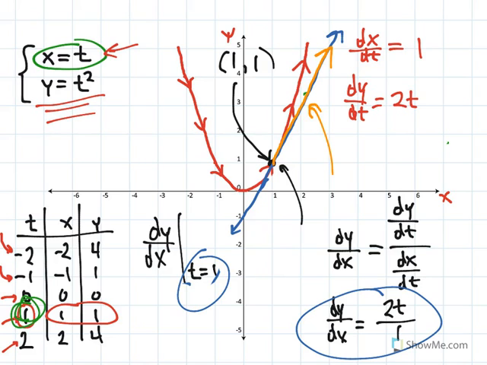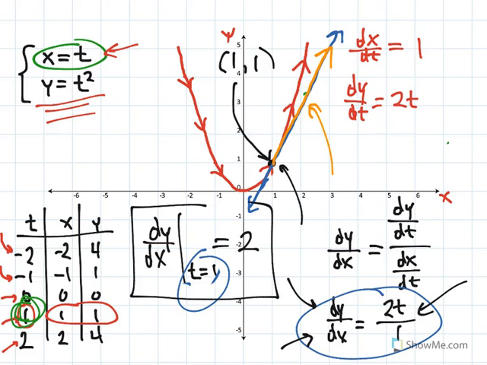So what is that equal to? We will go ahead and evaluate our derivative function at t equals 1. So we will have 2t evaluated at 1, which will give us 2, and that is, of course, the slope of the tangent line to the graph of the function at the point (1, 1).